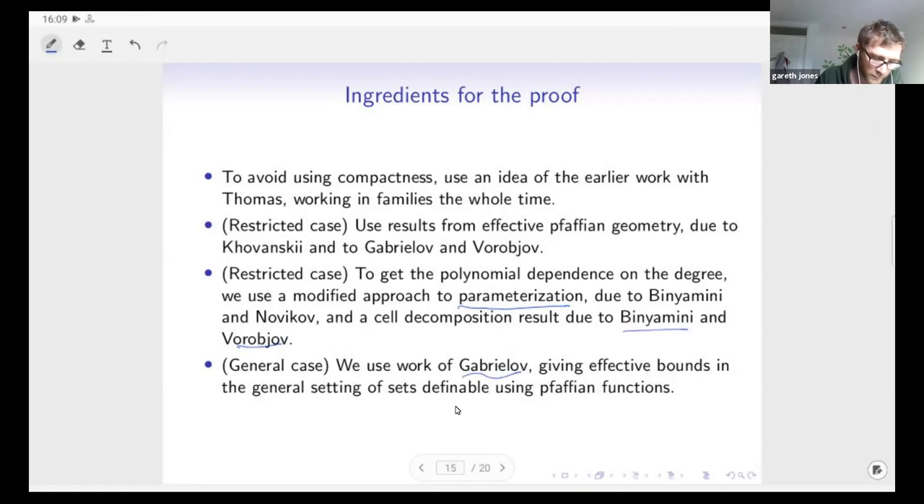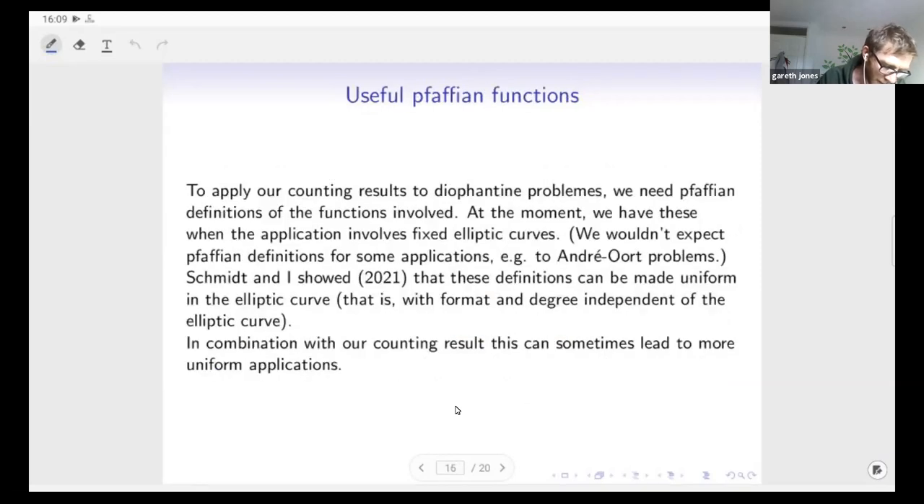Okay, so before we talk about diophantine applications, we need the functions involved in the diophantine applications to be Pfaffian if we're going to use this result. So when do we have that? Well, at the moment we have it when the application involves fixed elliptic curves. So we'll see some examples in a minute.